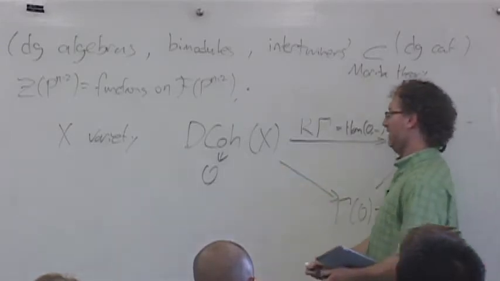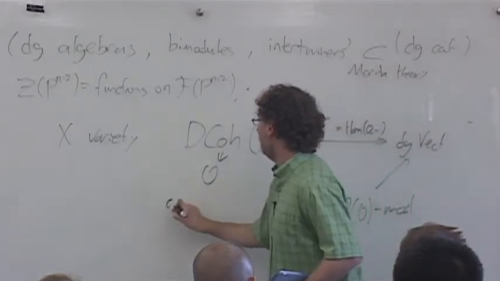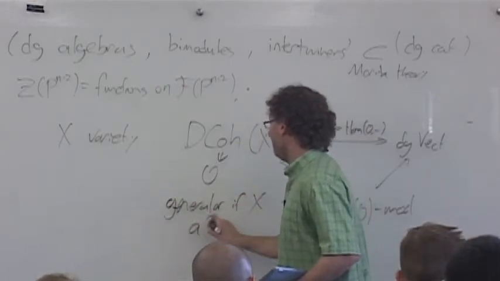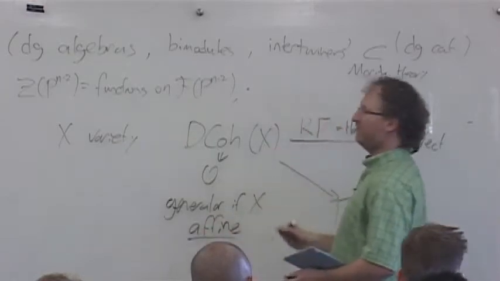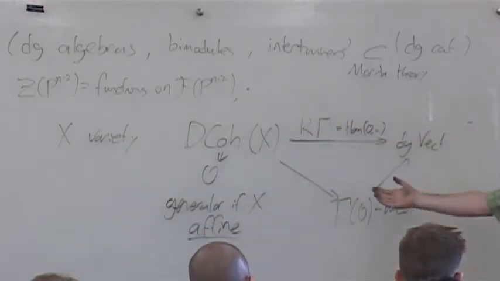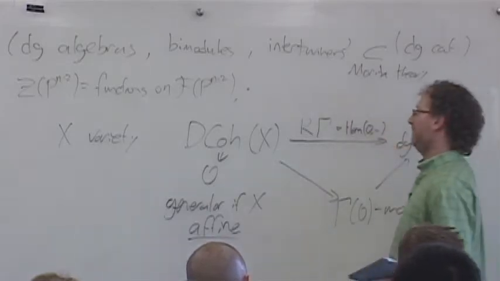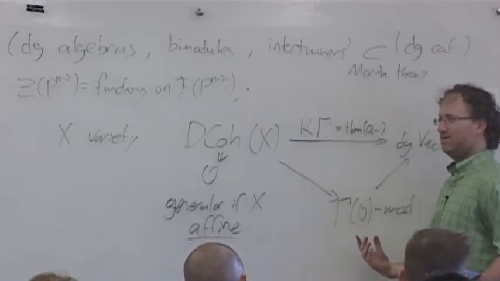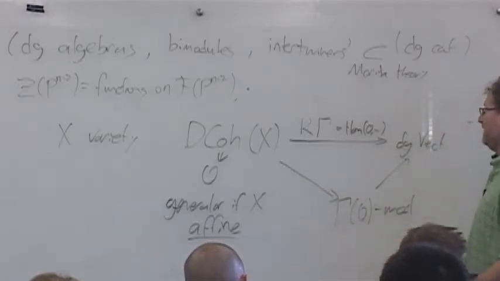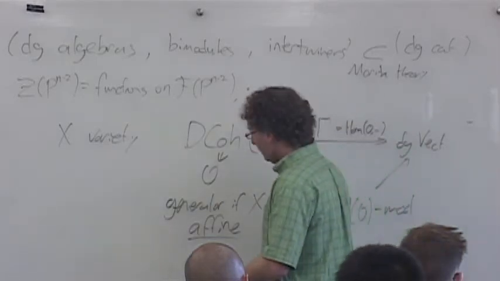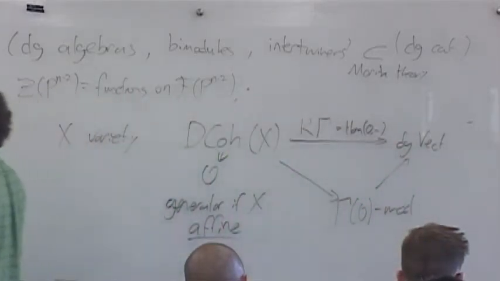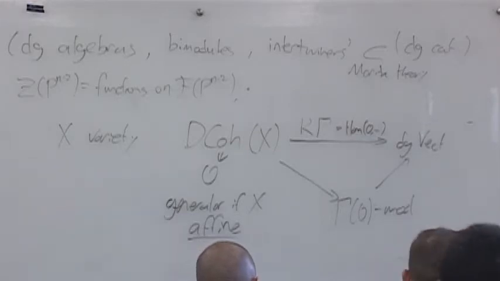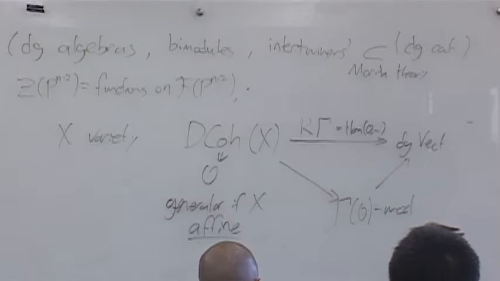This thing is a generator if X is affine. So usually sheaves on a variety are not the same as modules over global functions. That's exactly the definition when X is affine, but in general it's not. So, we'll return to that later. That's an example of an object that's not a generator typically, but a relation between rings and sheaves.